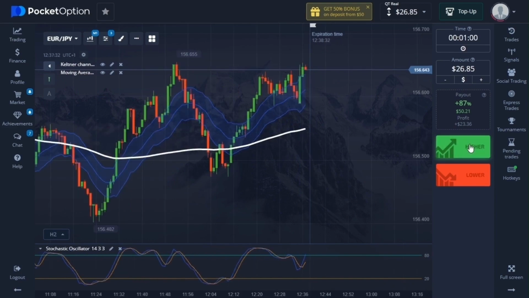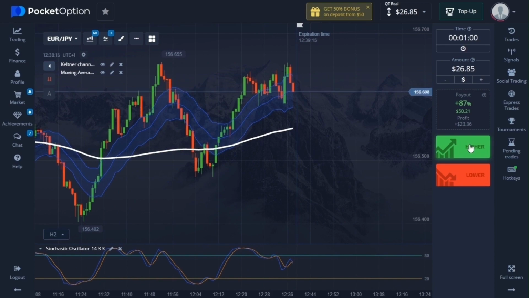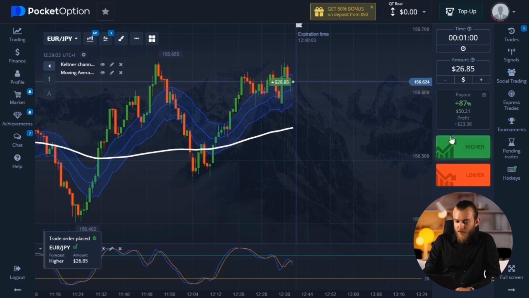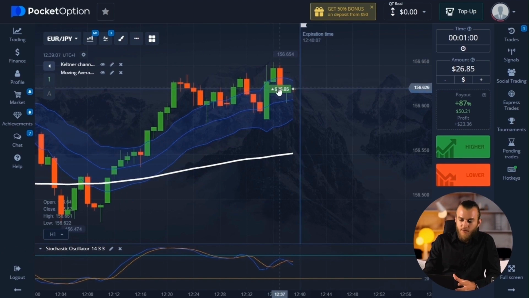Moreover, it is imperative that we also take the time to carefully observe the chart, as it may provide valuable insights and further enhance our understanding of the situation. I will open a deal for an increase again. There was a correction, but I am expecting further growth.